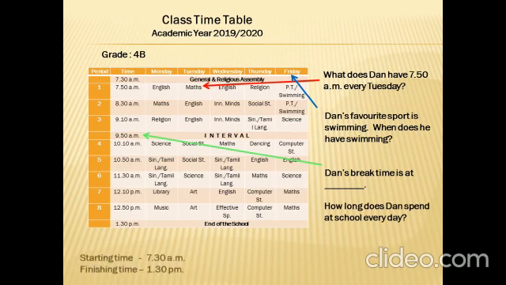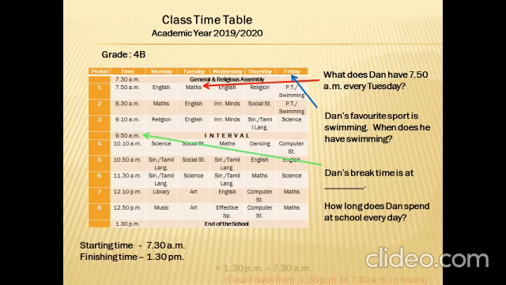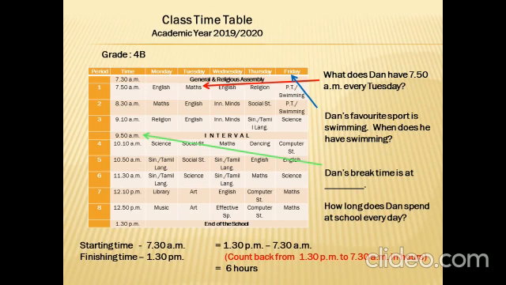Dan is there from 7:30 a.m. to 1:30 p.m. So, you have to count backwards from the latest time to the earliest time. Well, let's start counting. Keep 1:30 in your mind. Then 12:30, 11:30, 10:30, 9:30, 8:30 and 7:30. How many hours, children? There are 6 hours.